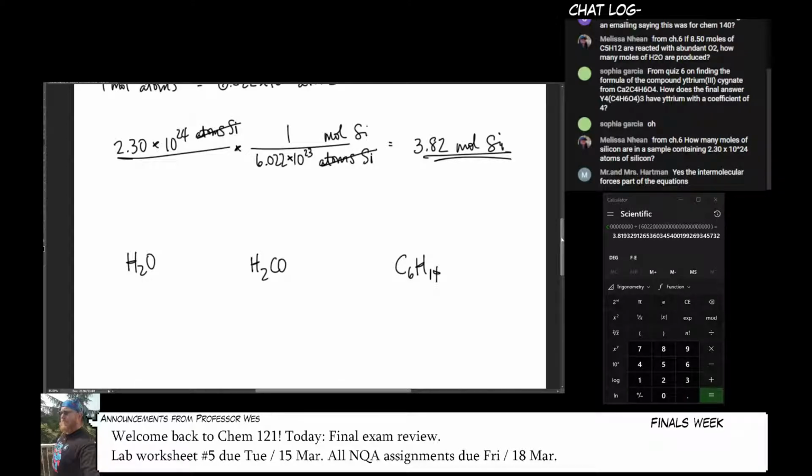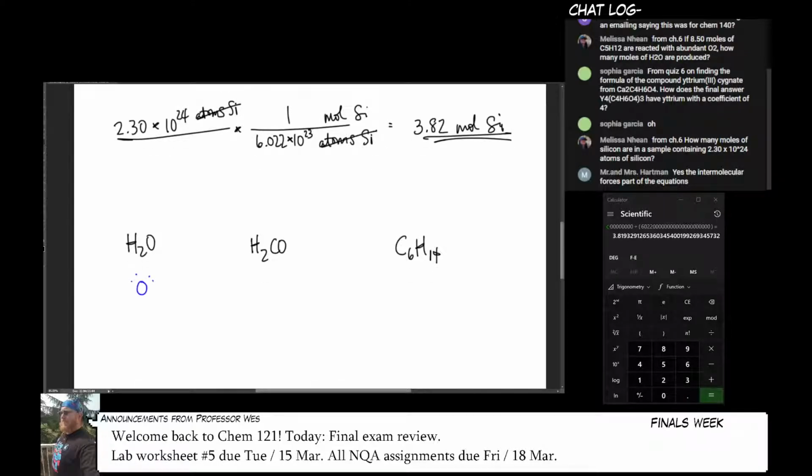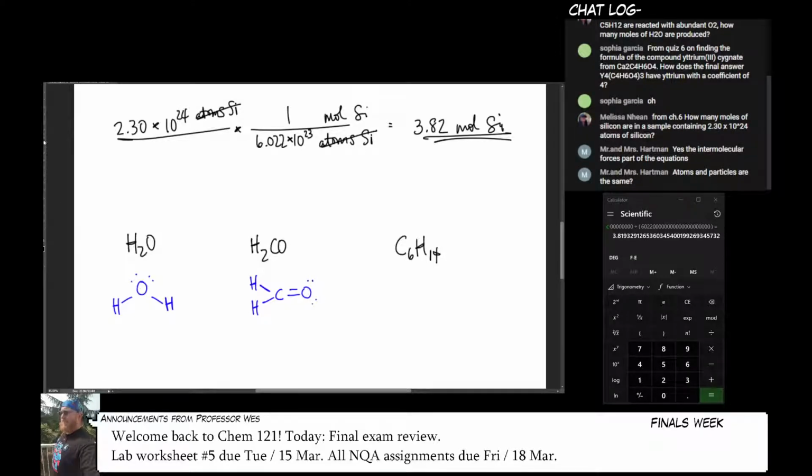So what I'm going to do for these three liquids is I'm going to draw their Lewis structure here. So there's water. Here's formaldehyde. And then, you know what? Hexane is way too big, so let me make this smaller. Let's do butane. This is still way too big. This is my life now. I have to write H's over and over. H, H, H, H.